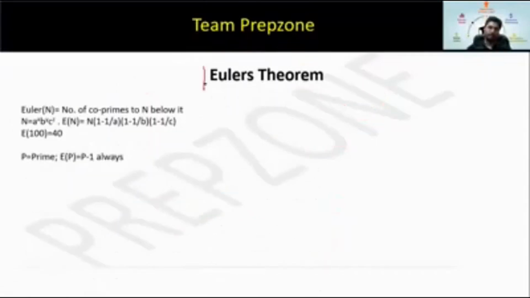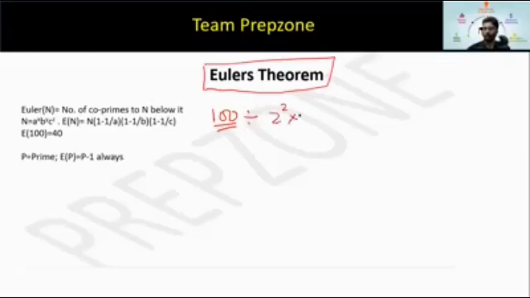So next, not a question basically, but we will discuss Euler's theorem now. So what is Euler's theorem? Euler's theorem is there to make your calculation part easy. Suppose there is a number, let's say 100. Now, if I want to divide this number 100 into prime numbers, 100 will be divided as 2 square into 5 square, right? If I want to calculate the Euler of n, first of all, I'll tell you the formula to calculate the Euler of n. Then I will tell you what is the concept of Euler of n.